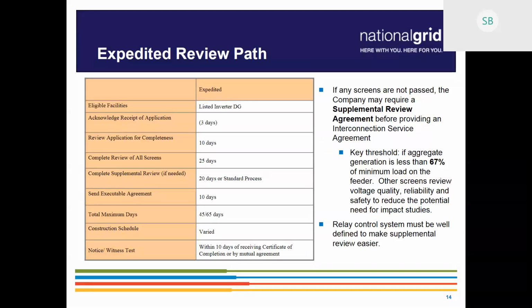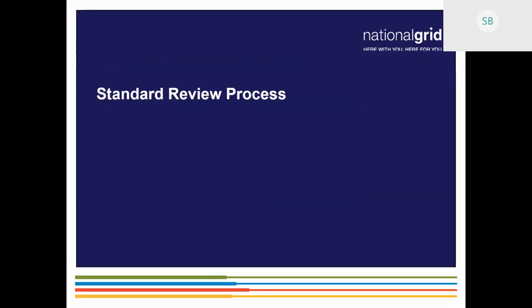We do send an ISA after 10 days of the supplemental review or study being delivered. And total max for ISA delivery is approximately 45 to 65 days. Construction schedule can be varied depending on the complexity of the system modifications required, and witness test, obviously, as appropriate. That's it.